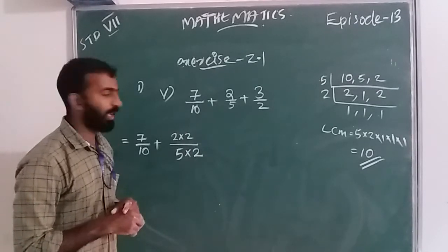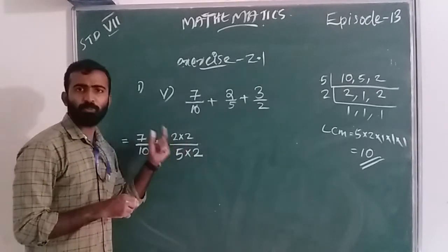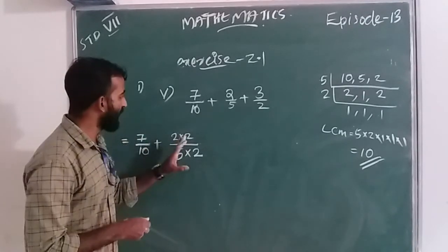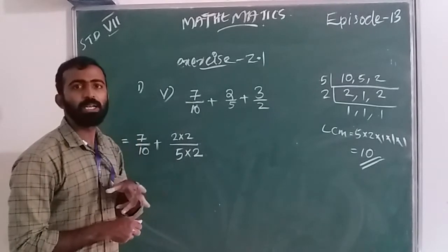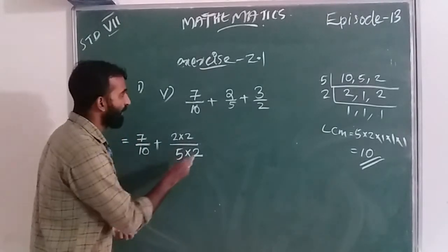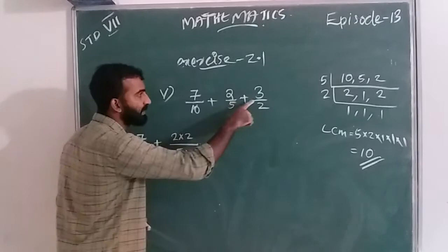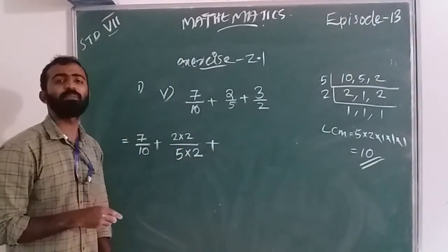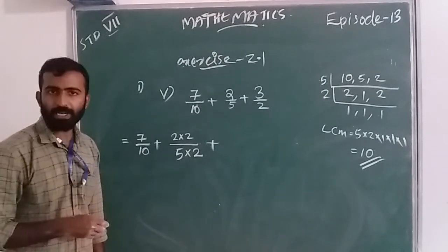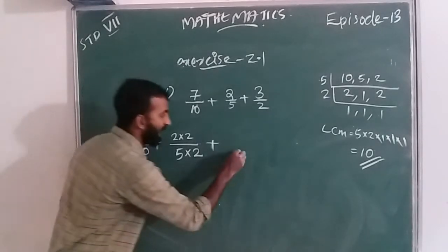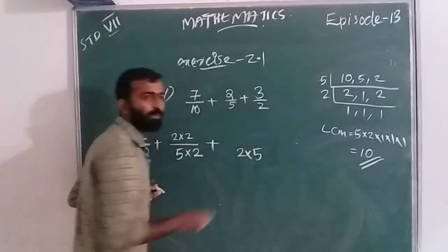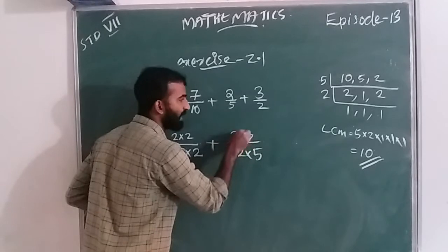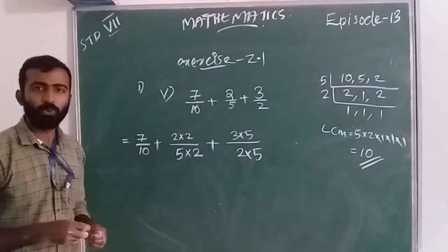Any doubt? Only in the case of multiplication and division, not addition and subtraction. Then next one is 3 by 2. Which number multiplied by 2 gives the product 10? That is 2 into 5. Yes, 2 into 5. Then we also multiply 5 in the numerator.